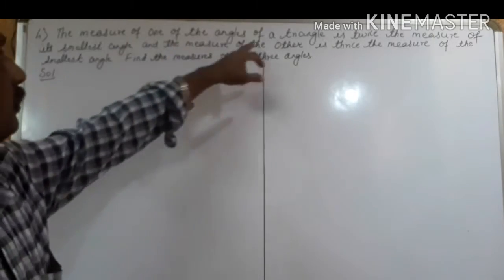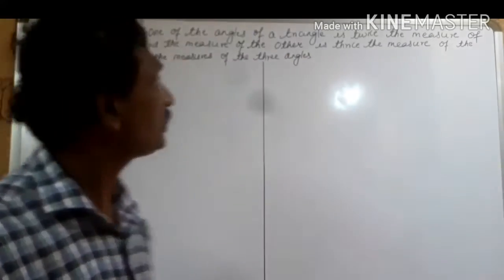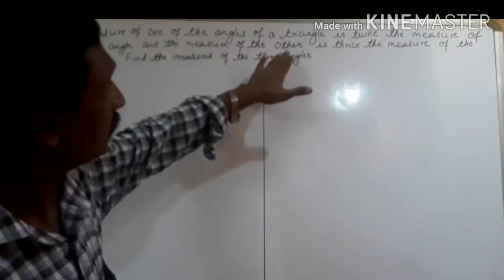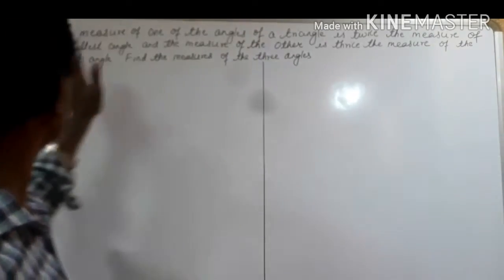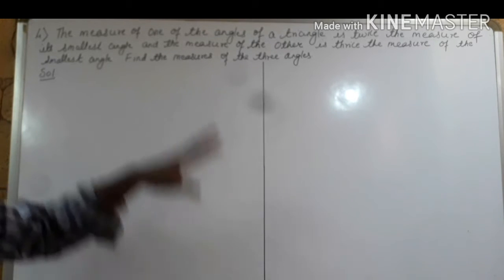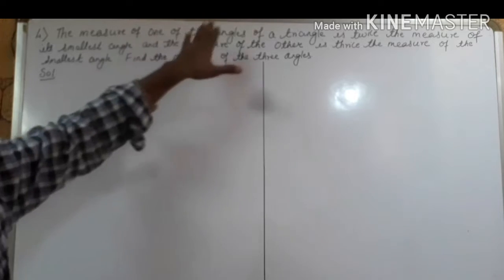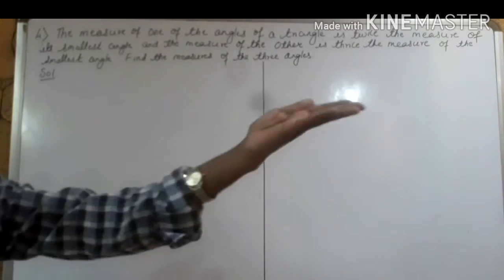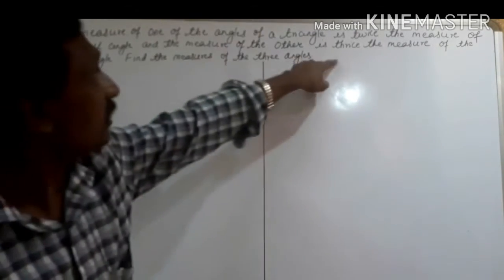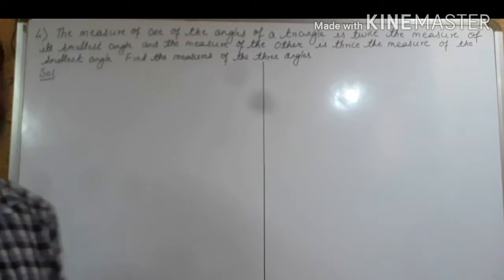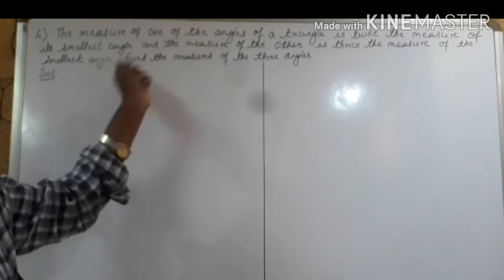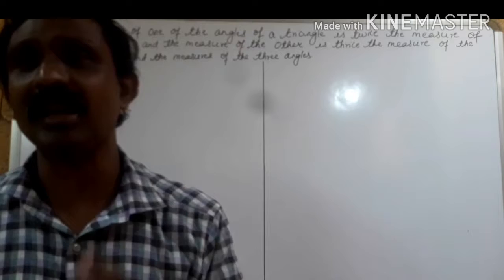The measure of one of the angles of a triangle is twice the measure of its smallest angle, and the measure of the other is thrice the measure of the smallest angle. Find the measure of the three angles. If you see here, we have got the measure of one angle of a triangle. It's twice the smallest angle, and another is thrice the measure of the smallest angle. So in both cases you can see you have got the smallest angle.